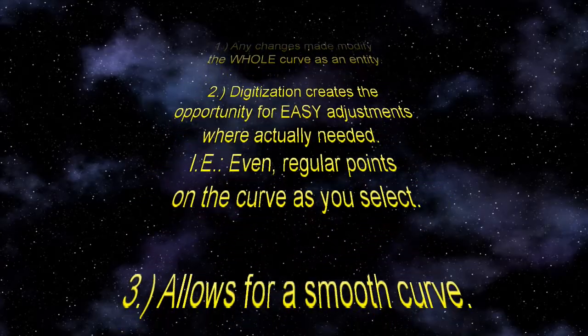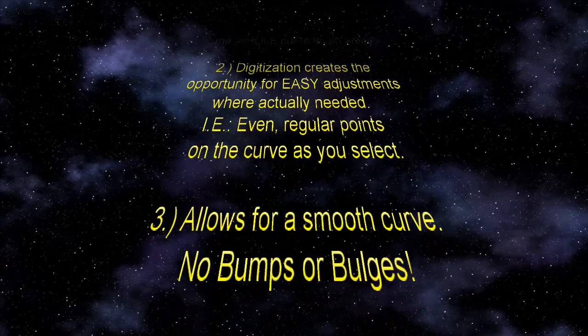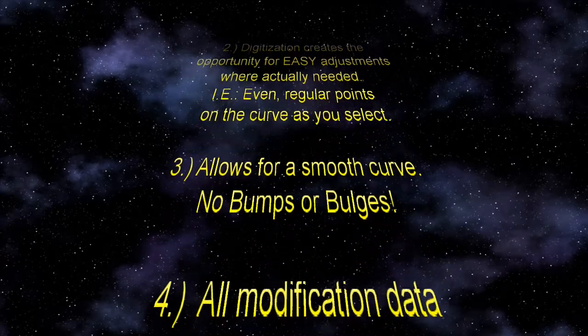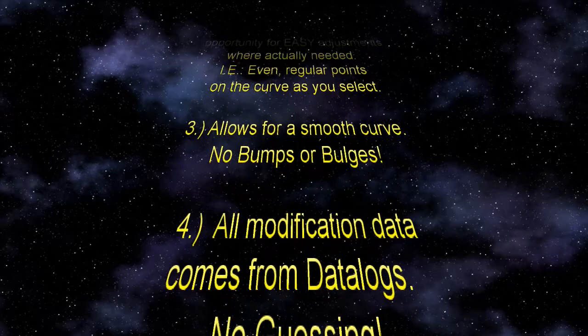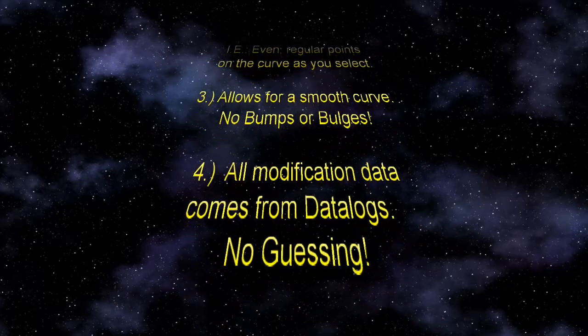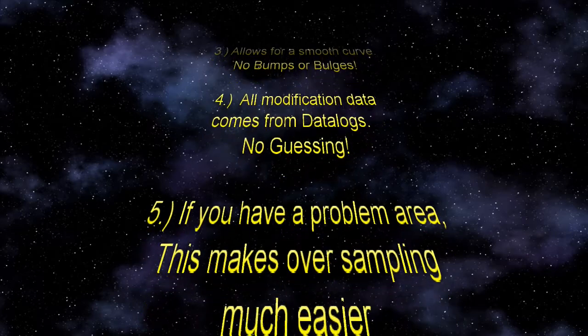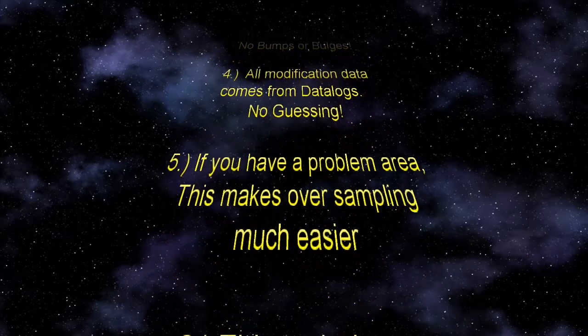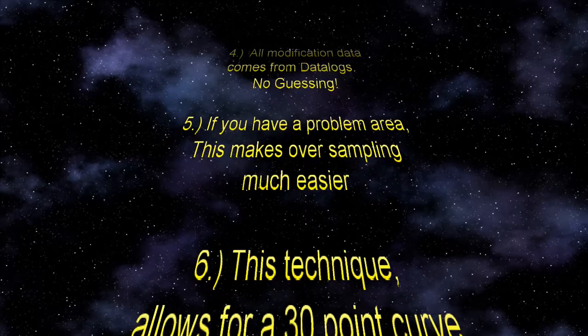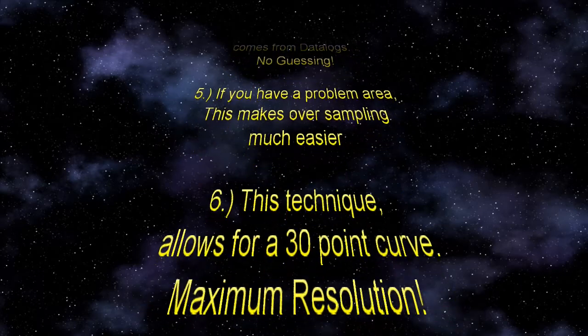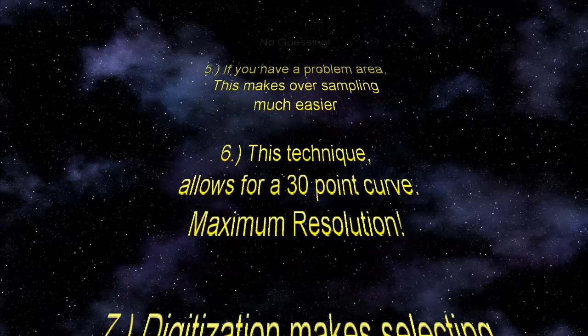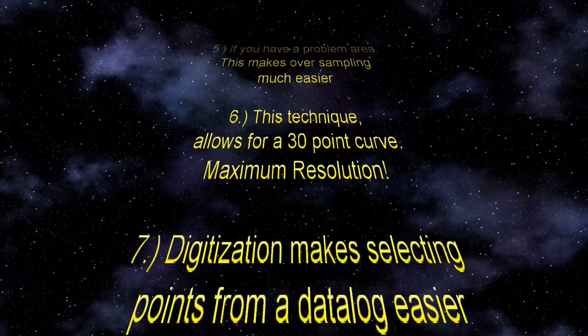Digitization also creates a nice smooth curve, no bumps or bulges that are going to cause you problems later on down the road. All data for making changes comes from your data logs. No guessing. If you have a problem area, say like a turbocharger or nitrous cutting in, this allows you to oversample that area if you want to. This technique also gives you maximum resolution, all the way to 30 points if you want it.